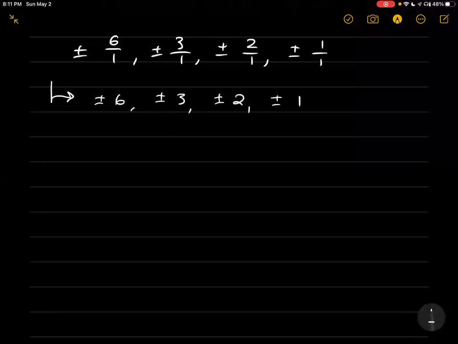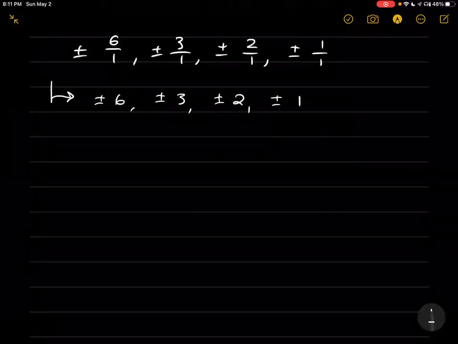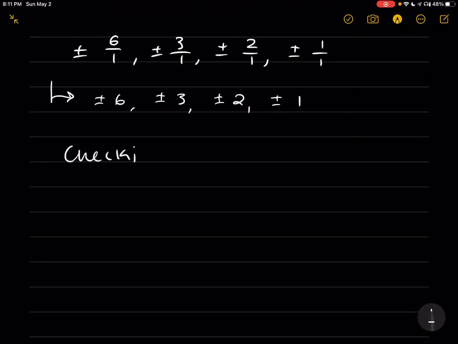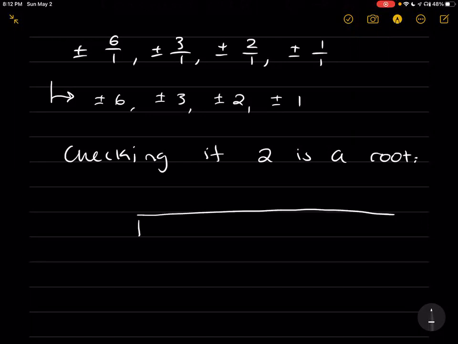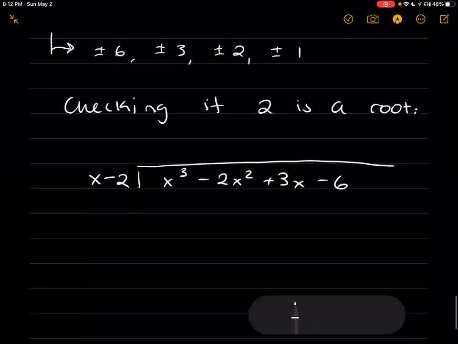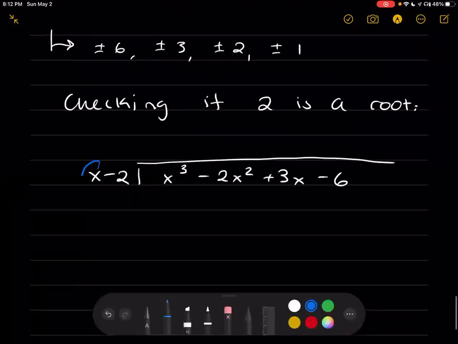Okay, so the next step is we need to check these, see if they're roots. Let's check if 2 is a root first. So remember, to check if 2 is a root, we want to take our polynomial, which in this case was x cubed minus 2x squared plus 3x minus 6, and we're going to divide it by x minus 2. Remember, there's a sign flip. And let's go ahead and do this division. Of course, you could do this as synthetic if you so wished. I'm going to use polynomial long division.